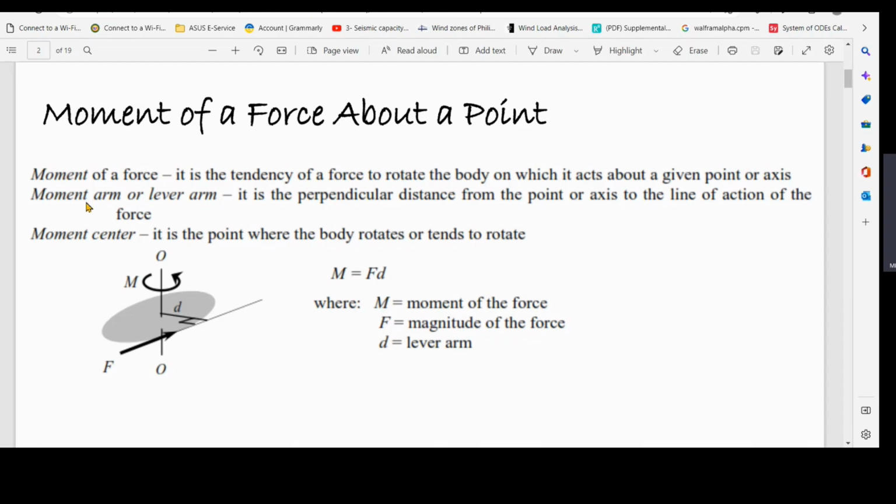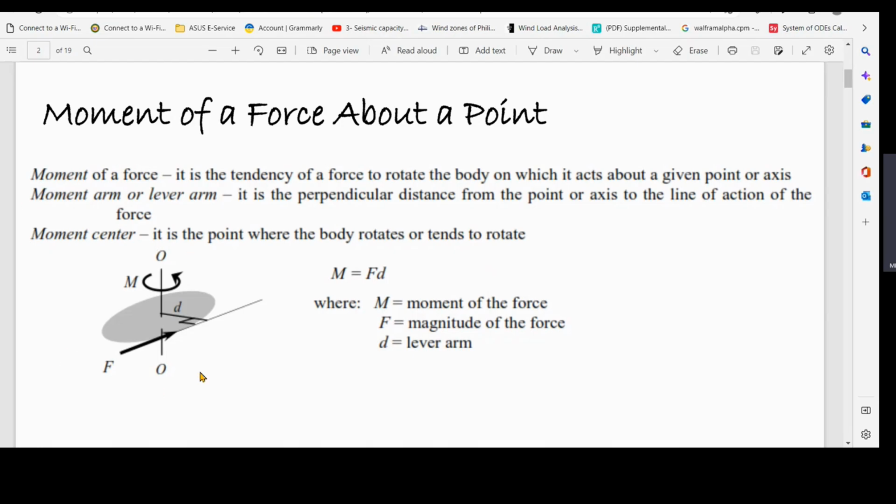We also have the moment arm or the lever arm. It is the perpendicular distance from the point or axis to the line of action of the force. And next is the moment center. It is the point where the body rotates or tends to rotate. So we have an illustration for us to visualize what these terms mean.